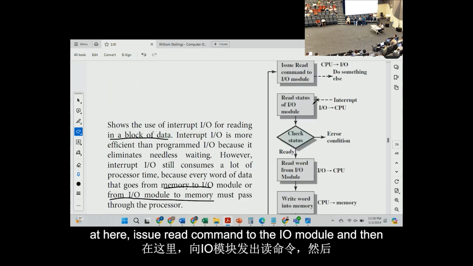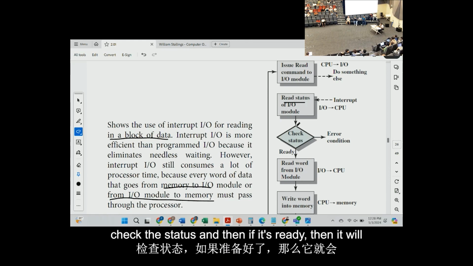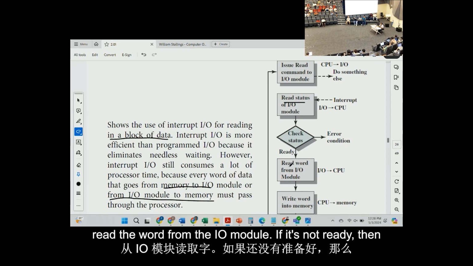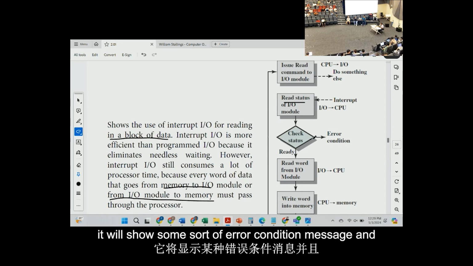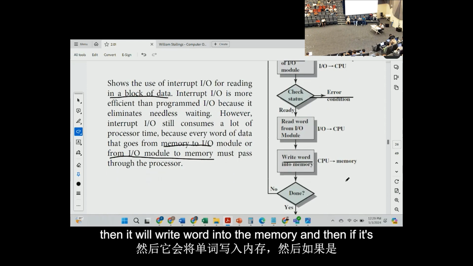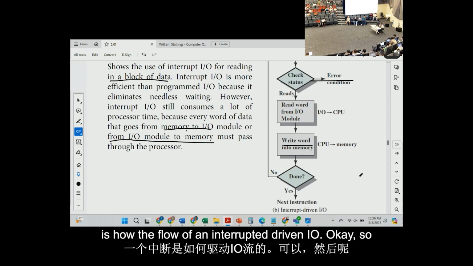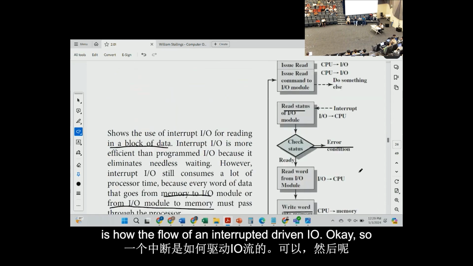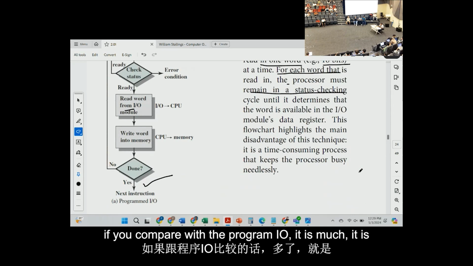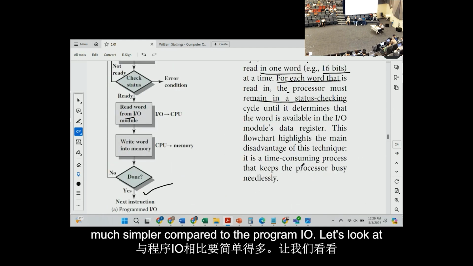Okay, so if you look at here, issue read command to the I/O module, and then you have the read status of the I/O module, so it will check the status, and if it's ready, then it will read the word from the I/O module. If it's not ready, then it will show some sort of error condition message, and then it will write the word into the memory, and if it's done, it will proceed to the next instruction. So this is the flow of an interrupt-driven I/O. Okay, so if you compare with the program I/O, it is much simpler.